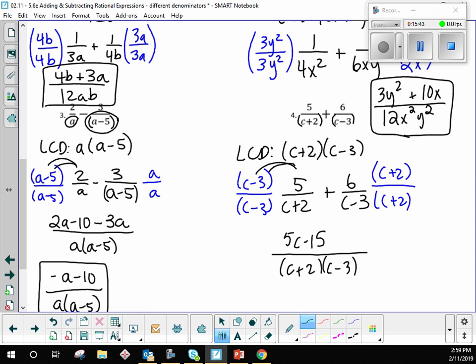And Maggie, I think you were doing that step 1. I think you did that one step early, right? Did you have 5 times 5c minus 15? I think you were doing it in your head, but you wrote that through. And then here, multiplying that through, it's plus 6c plus 12. And then combining like terms gives me 5c plus 6c is 11c minus 3 all over c plus 2 times c minus 3.